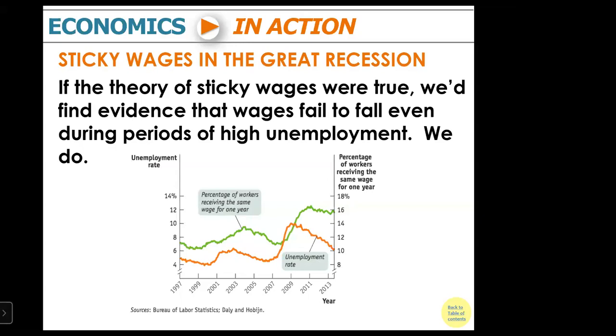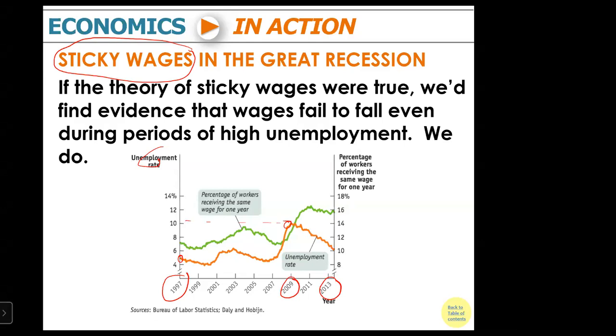Okay, so before I explain further in terms of theory, let's look at the actual data to see whether this sticky wage is actually real or not. So what we have here is data from 1997 to 2013. This is the US economy. We look at the unemployment rate, which is on the left hand side. So say for example, 1997 was 5%, and then in 2009 it hits 10%.